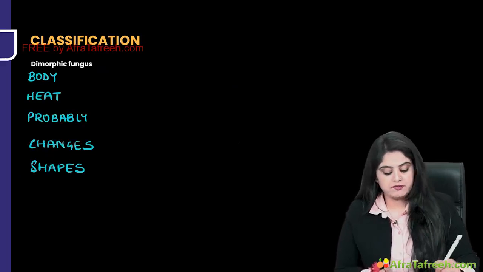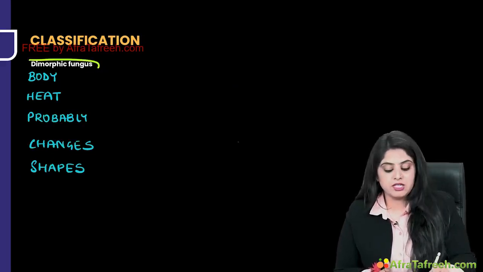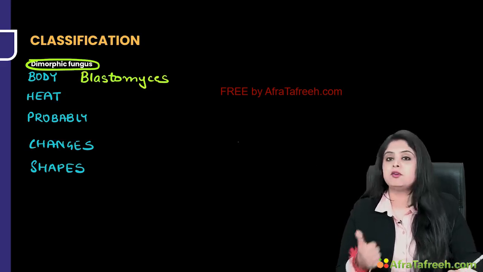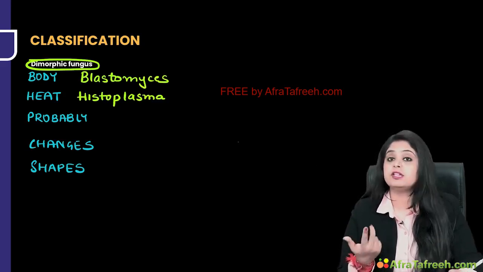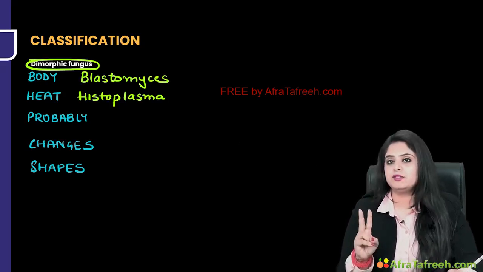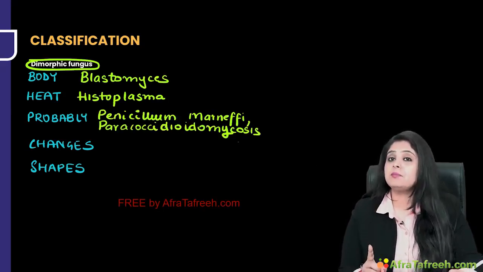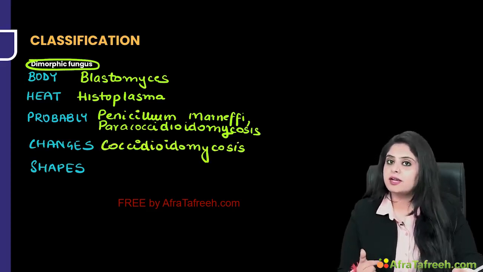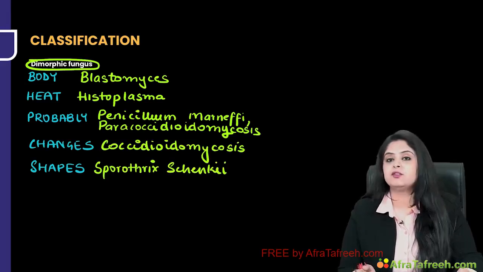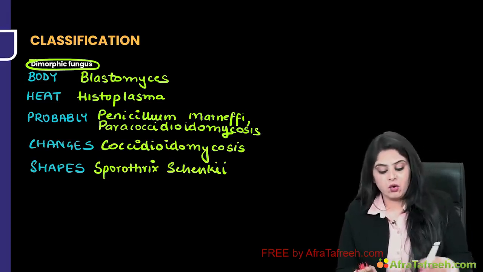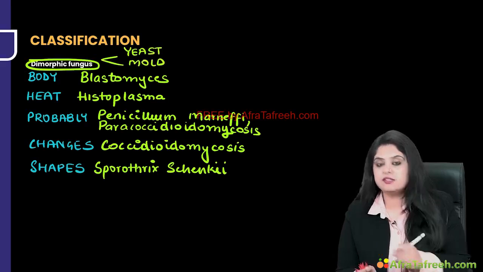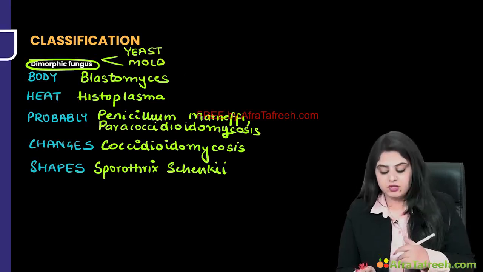What are all the dimorphic fungi that we have? Remember the shape: body heat probably changes shape. These are all the dimorphic fungi. Please enlist with me. B for blastomycosis, body heat. H for histoplasmosis. Probably has two things: Penicillium marneffei and Paracoccidioidomycosis. If you've done Paracoccidio, then C becomes Coccidioidomycosis. And finally, the S is going to be for Sporothrix schenckii. All of these, because I told you, dimorphic fungus is going to exist in heat form also and in cold form also. So yeast and mold both, that is why body heat probably changes shape.